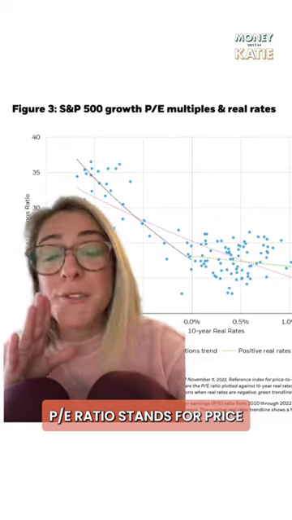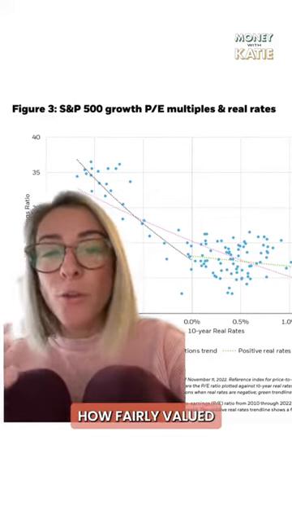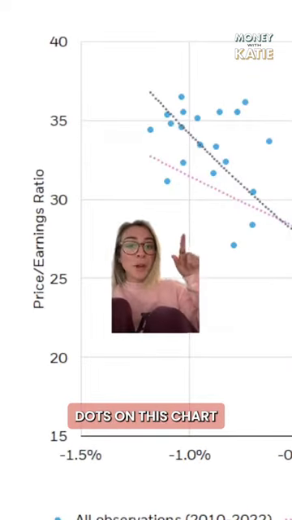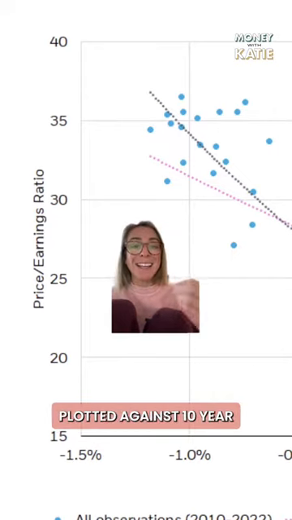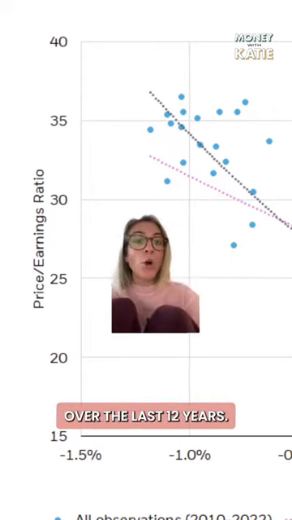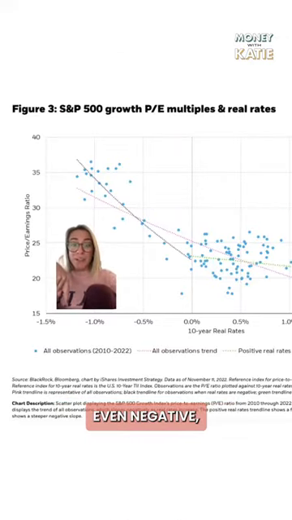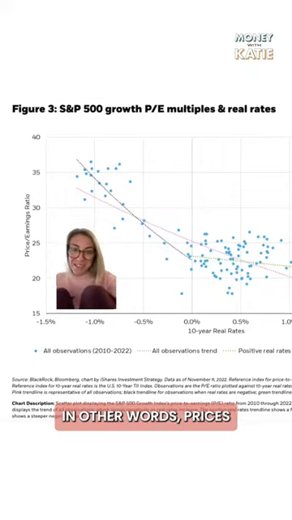PE ratio stands for price to earnings ratio. It's something that can help tell us how fairly valued a security is, historically speaking. So all the little blue dots on this chart show us the PE ratios of the S&P 500 plotted against 10-year real interest rates over the last 12 years. As you can see, when rates are lower, even negative, PE multiples tend to be higher. In other words, prices tend to be higher.